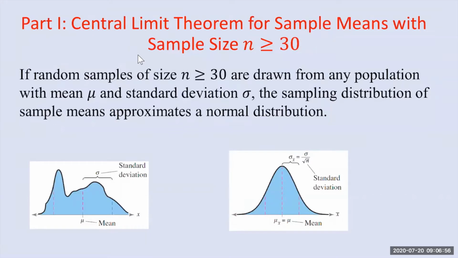Okay, today we'll be working on the central limit theorem. It has three parts. We are going to work on each part. We are going to understand every little detail of the central limit theorem. So central limit theorem part one, this is the central limit theorem for the sample means with the sample size n greater than or equal to 30.